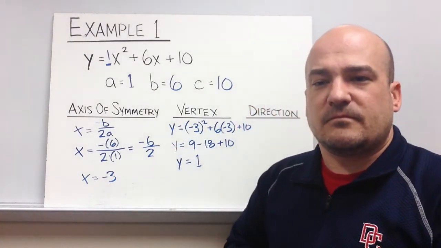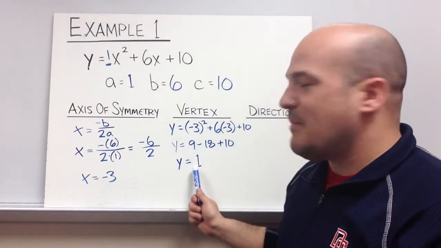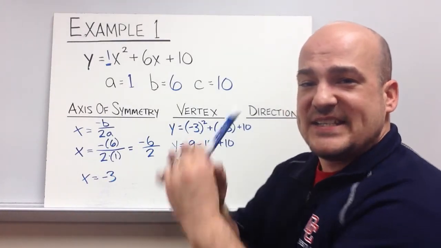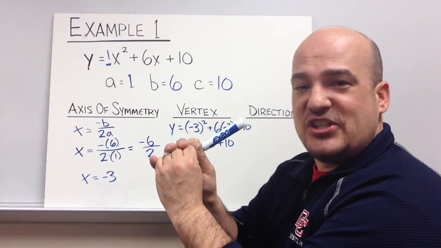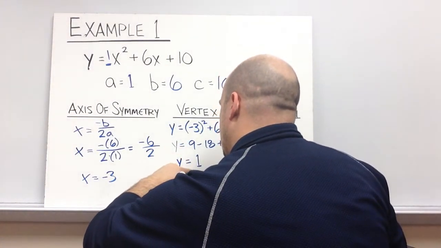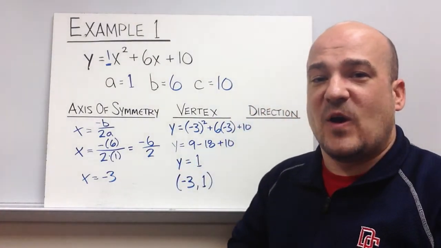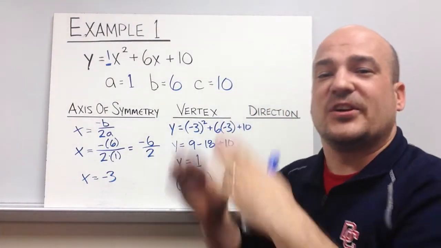Okay, so I know that my x is negative 3, and I know that my y is 1, so the vertex, that point where my parabola changes, is going to be at negative 3, 1. That's that point where my parabola turns.